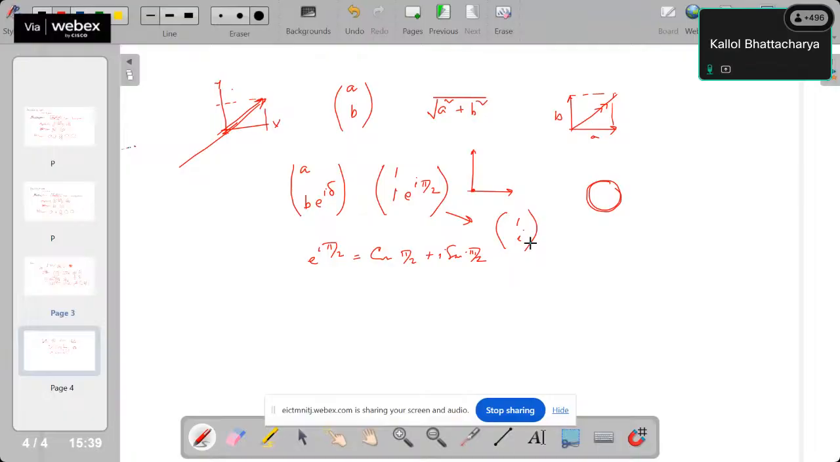If this is left circular, then for right circular this will be 3 pi by 2, so the result will be (1, -i). So this represents left circular polarization and this represents right circular polarization.